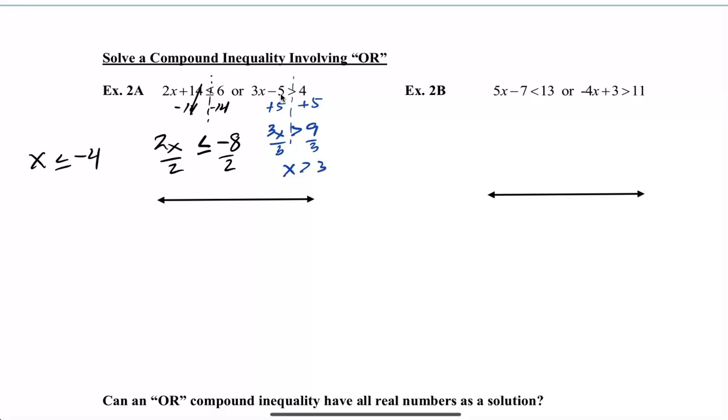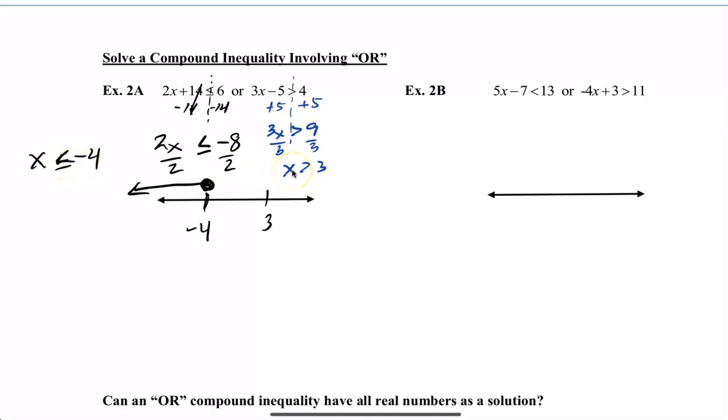Okay, so we have negative 4 and 3. That's easy enough. We're going to put negative 4 on the left, 3 on the right. And really, it's just two separate graphs. So negative 4 is here. Again, follow the arrow. It's going that way. It's a closed circle because of the equal to sign.